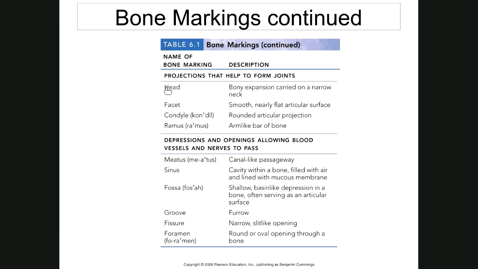We have a head. A bony expansion carried on a narrow neck. So where you have a head, you're going to have a neck below it. In your notes: head, the expanded articular end of an epiphysis, separated from the shaft by a narrow neck. Your next word is condyle. A condyle is a smooth, rounded articular surface. We have several condyles that we will see, and you'll see what I mean. They're like knuckle-like rounded surfaces for articulation.